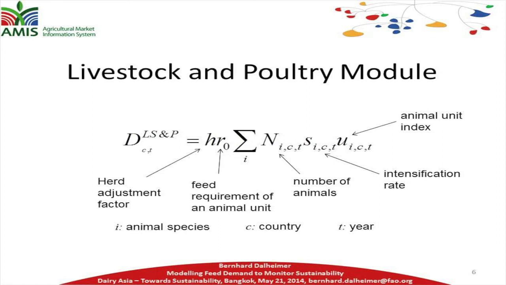And this is how our equation looks. It's very, very straightforward. We use the herd adjustment factor, the feed requirement of our animal unit, which we have created for energy requirements and protein requirements. So this exists two times, one for energy and one for protein. We have the numbers, we have the intensification, and we have the animal unit index, which we have to differentiate for every country and every year since 1990.